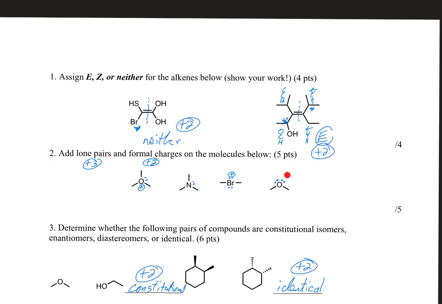Lone pairs and formal charges on the molecules below. Right? Hopefully some simple stuff. Oxygen wants 2 bonds. If it has 3 bonds, it has a plus charge and a lone pair. Nitrogen wants 3 bonds, and a lone pair. Bromine wants 1 bond, but if it has 2, it has a plus charge. Oxygen wants 2. So this is really basic periodic table type stuff. Make sure you review that.